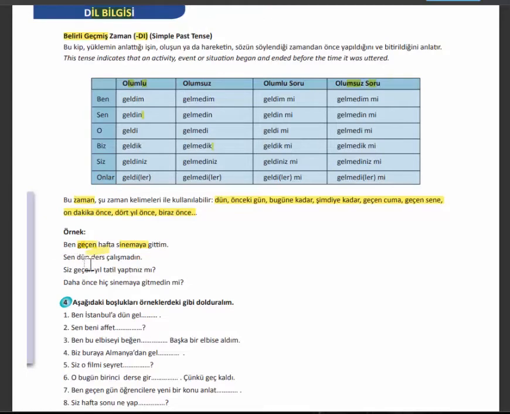Sen dün ders çalışmadın. You didn't study the lecture yesterday. Siz, you for plural. Geçen yıl, last year. Tatil, vacation. Yaptınız mı? Did you make? Did you do vacation last year? Daha önce, before. Hiç, never. Sinemaya gitmedin mi? Didn't you go to the cinema before?